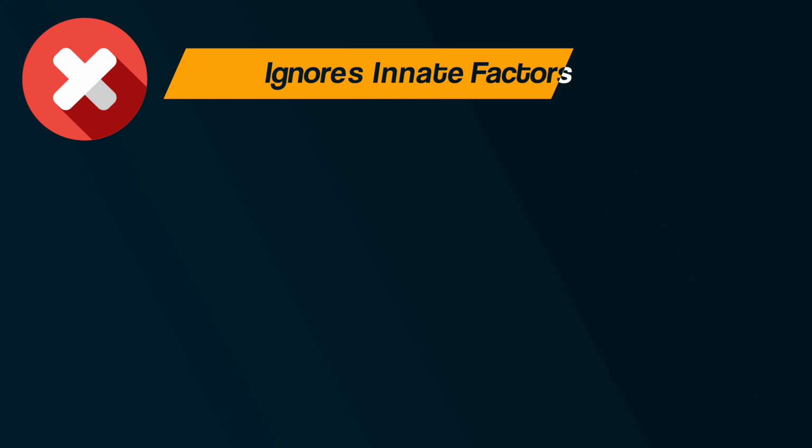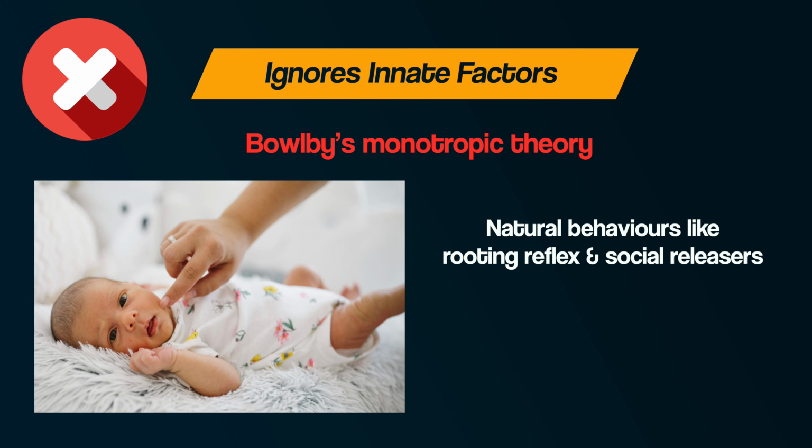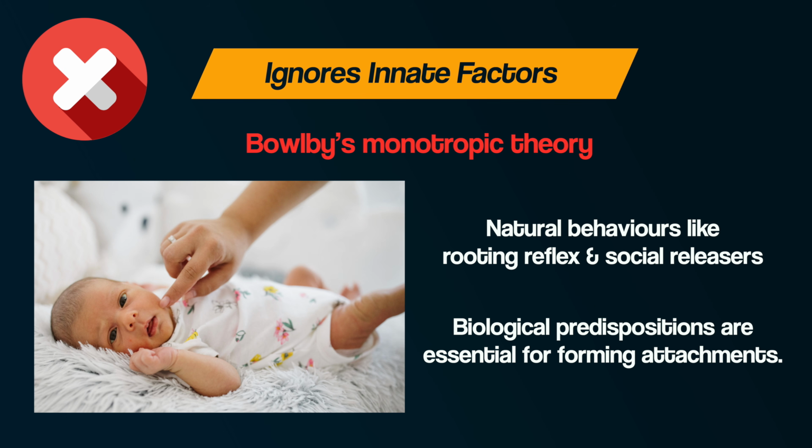A limitation of the learning theory is its neglect of innate biological factors in attachment formation. Bowlby's monotropic theory, which emphasizes the role of natural behaviors like the rooting reflex and social releasers, suggests that biological predispositions are essential for forming attachments, something the learning theory overlooks.